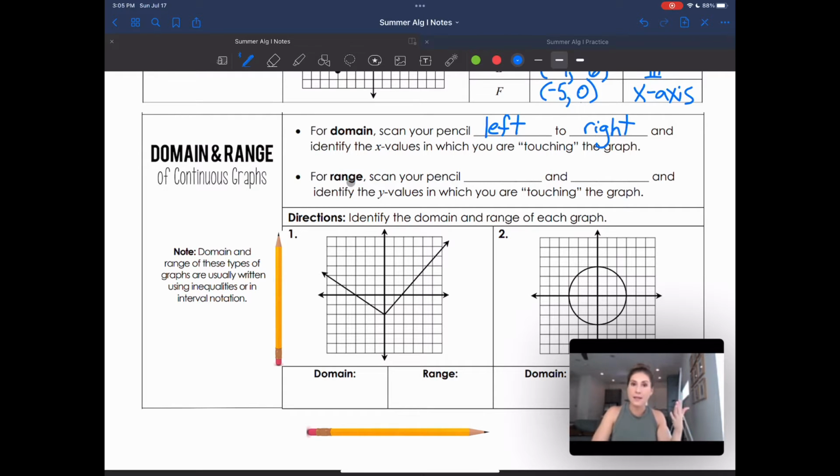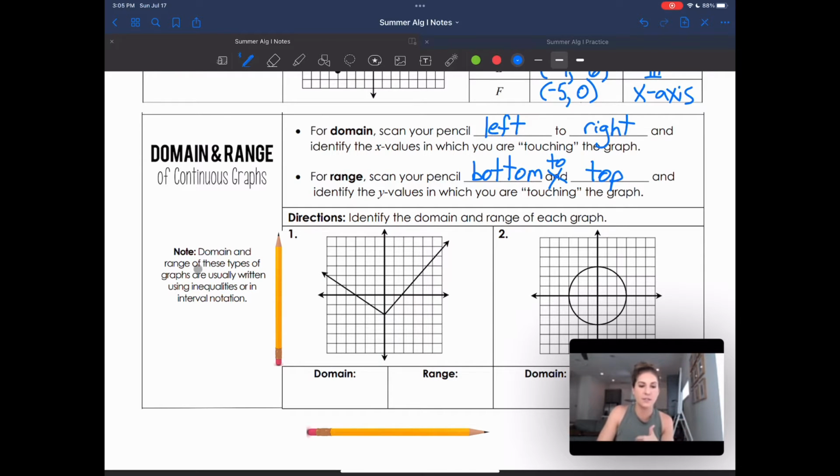Okay, and for the range, because that's our y values, we're going to scan our pencil. You can say low to high, bottom to top, or top to bottom, but you really want to go in a specific order. I would say bottom to top, it makes a little bit more sense reading it. And identify the y values in which you are touching the graph. Okay. And it has a little note out to the side.